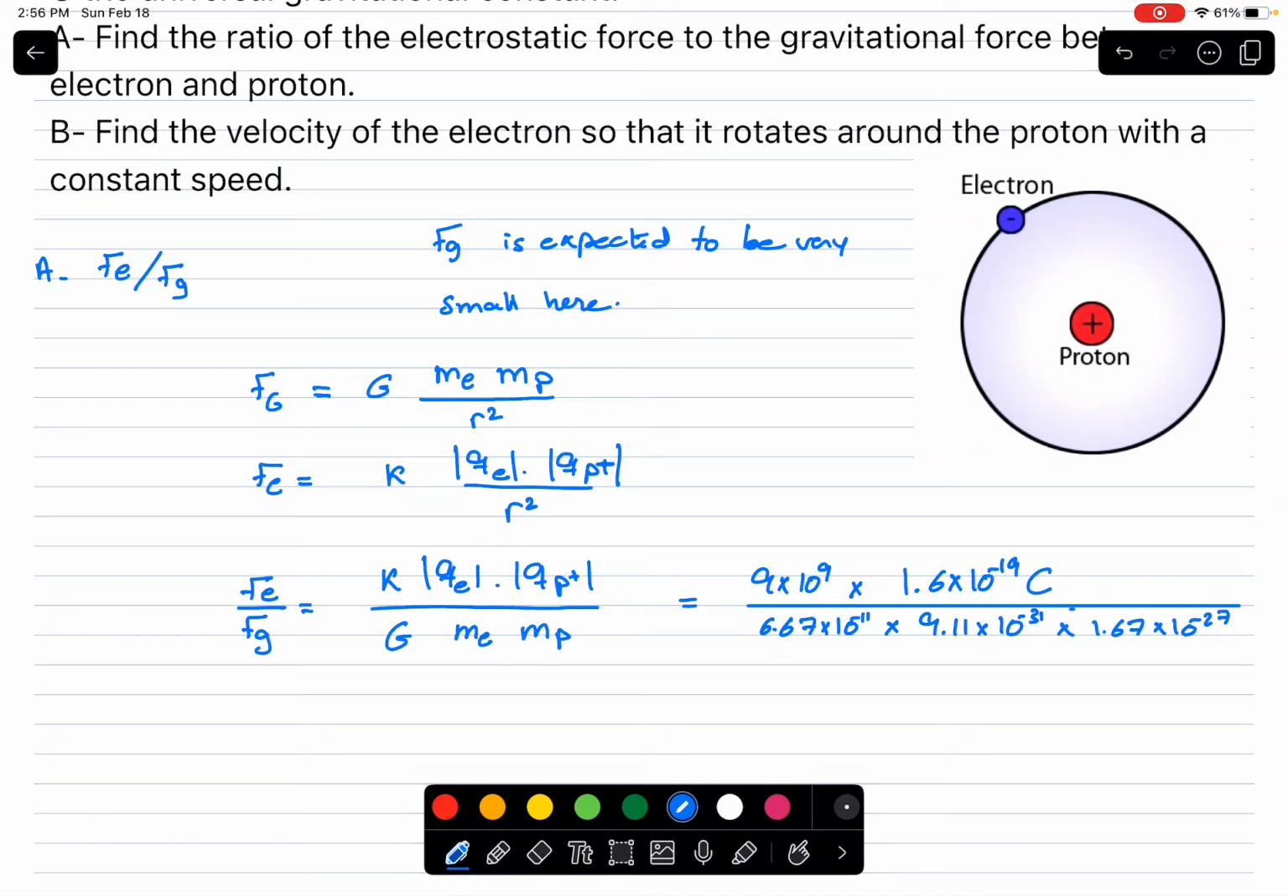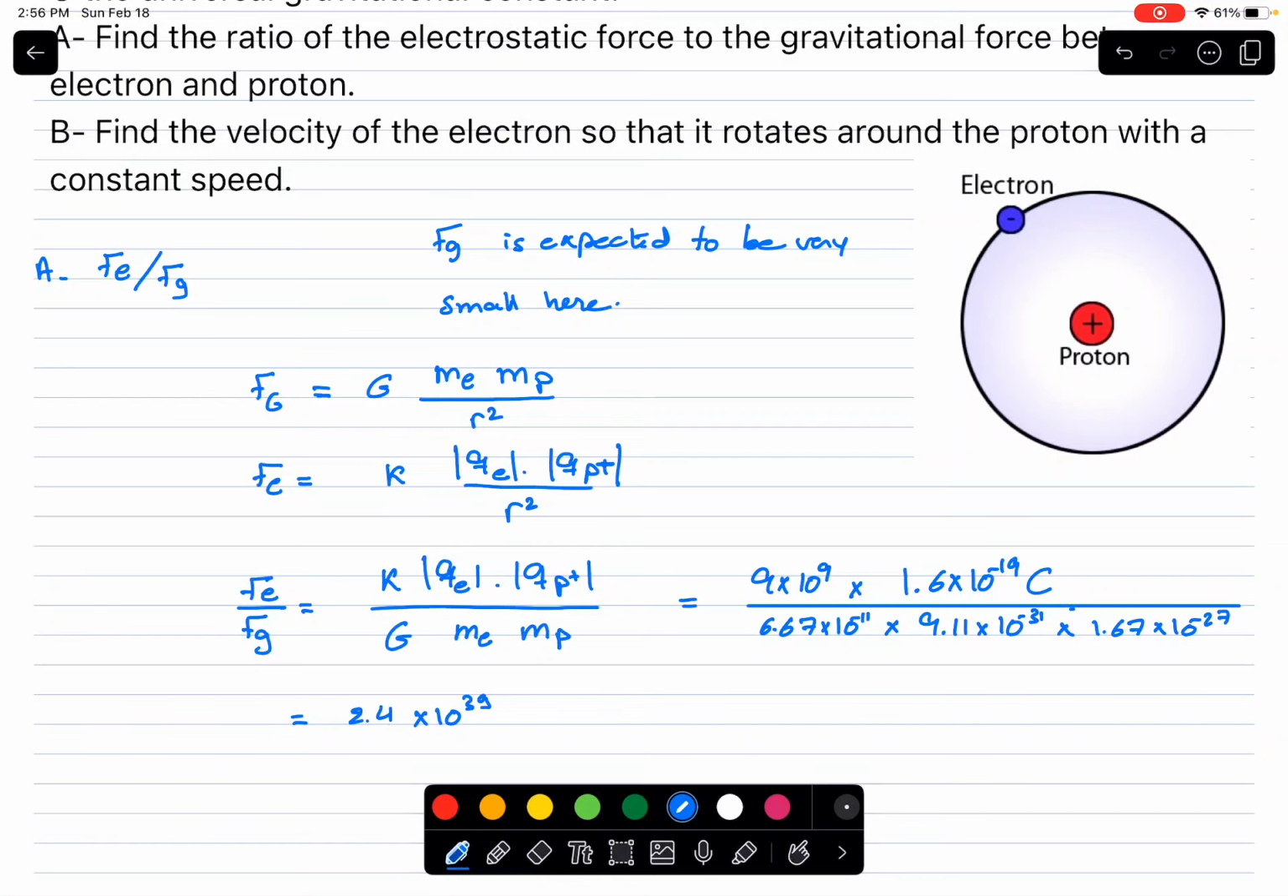So basically I can directly calculate the value of this ratio. The answer will be 2.4 times 10 power 39, and we have no unit here because we're studying the ratio of the two forces. So this will be Newton over Newton. The ratio will have no unit.